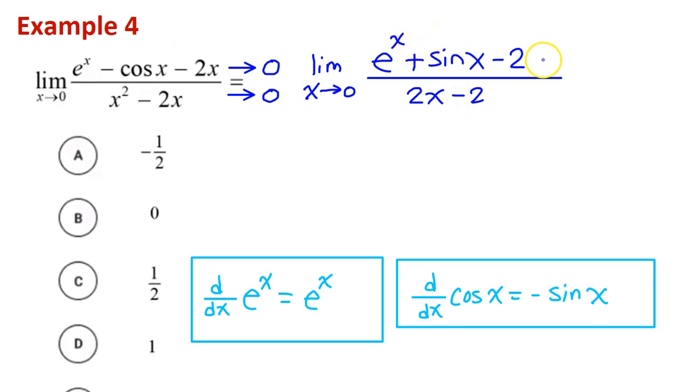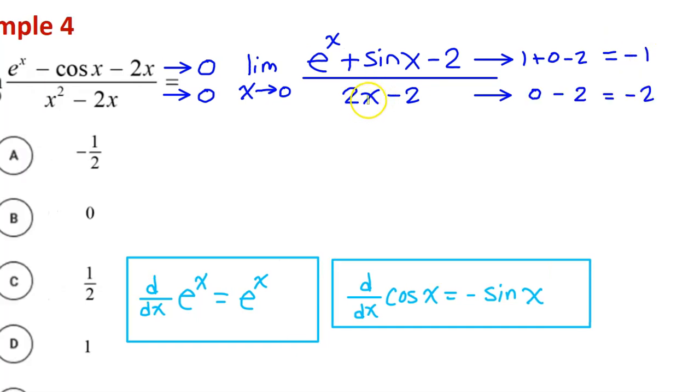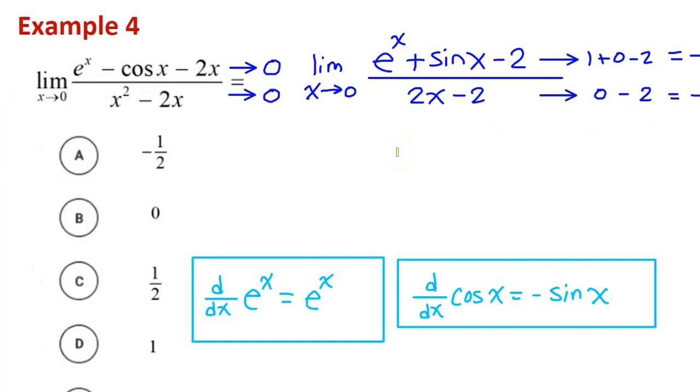Let's see what happens if we do direct substitution now. Plugging in 0 for x right here, we have e to the 0, which is 1. The sine of 0 is 0. And then we have the minus 2. So that equals negative 1. Plugging in 0 right here gives us 0 minus 2, which equals negative 2. So the limit is negative 1 over negative 2, which is positive 1/2. So the answer is C.